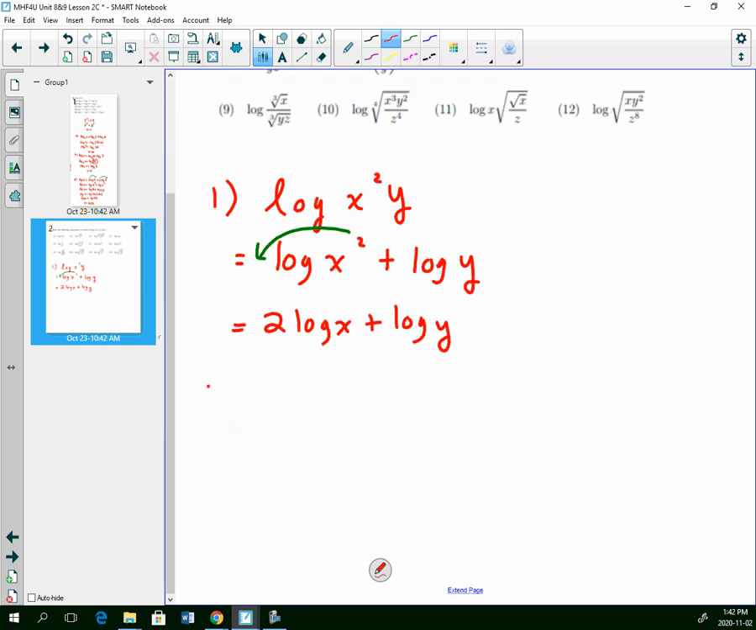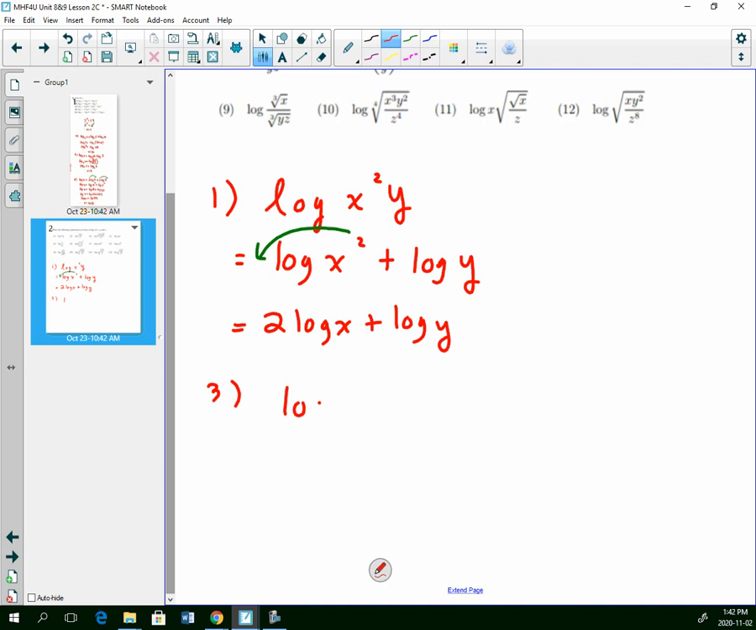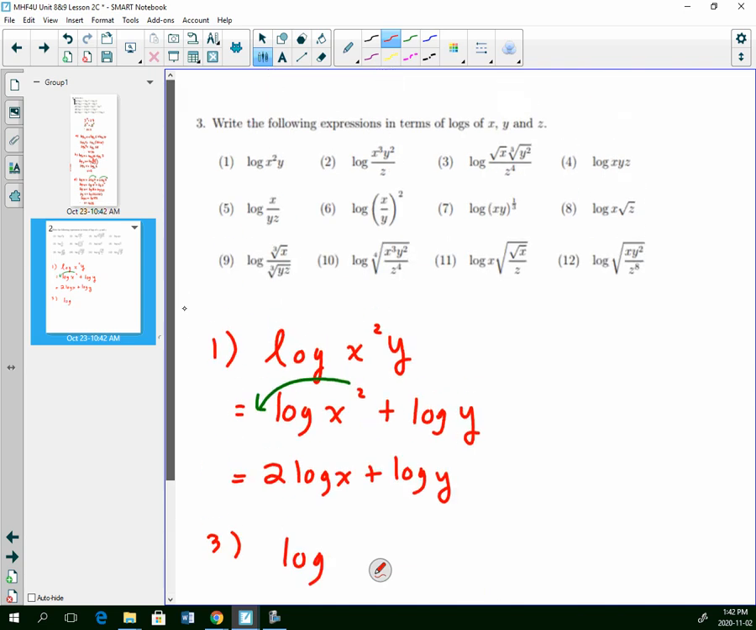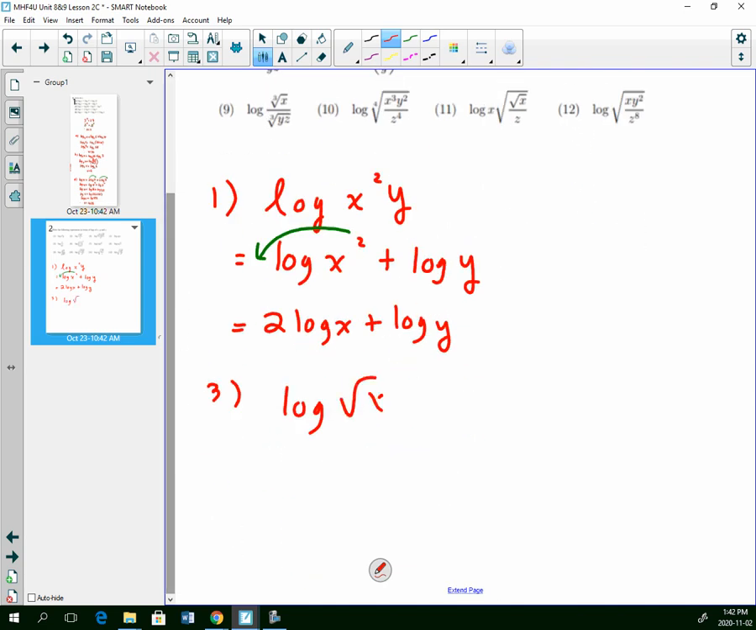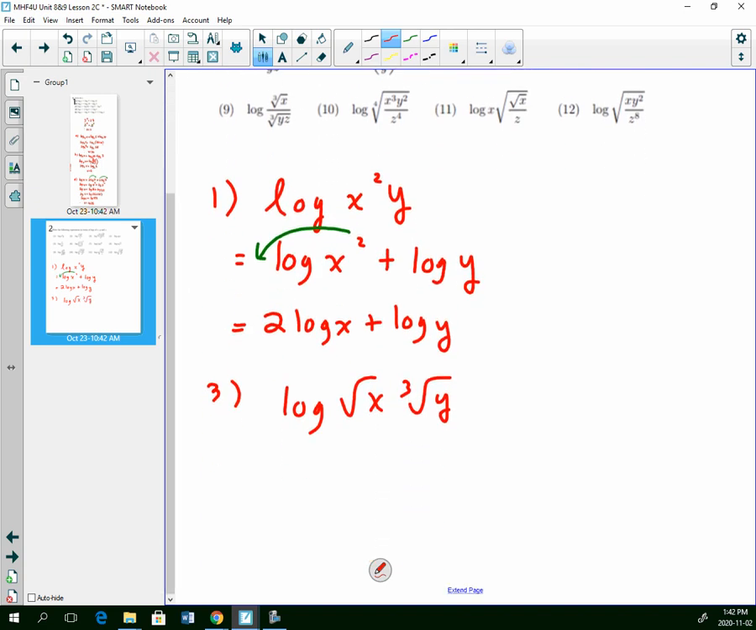So let's go over to number 3. So some are a little more tricky than others. Some of them will have roots in them. So we've got root x, third root y squared over z to the fourth.